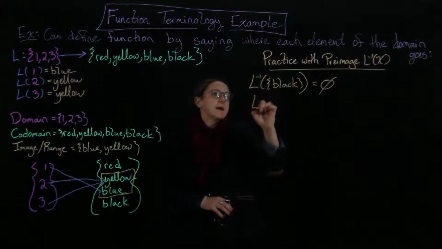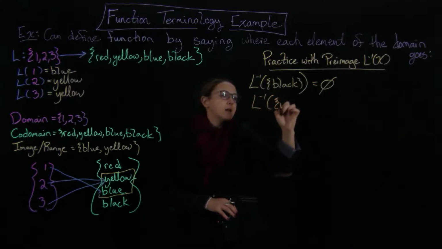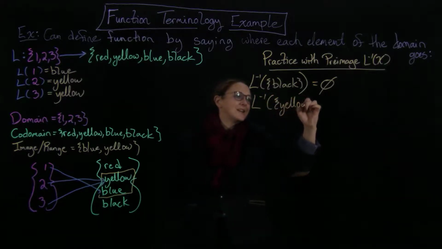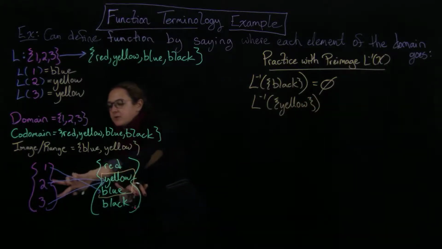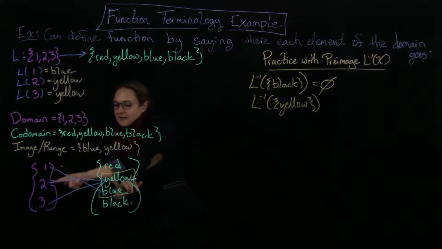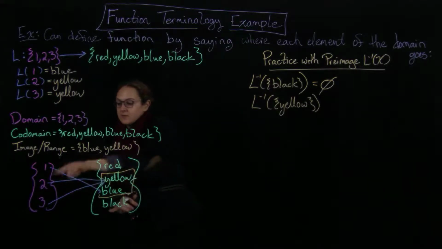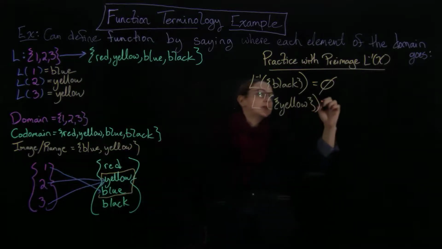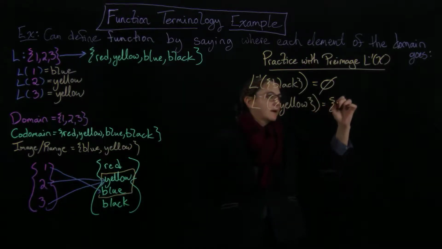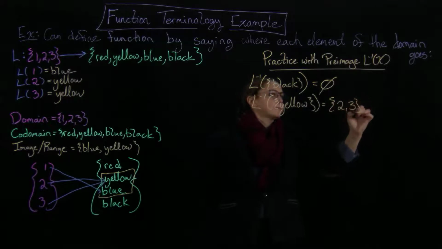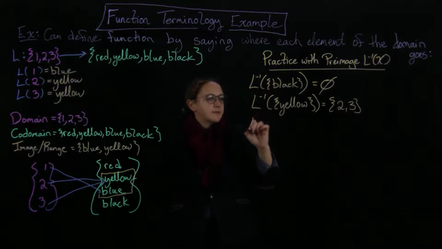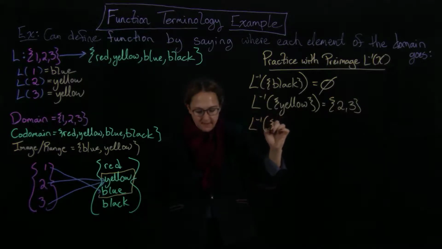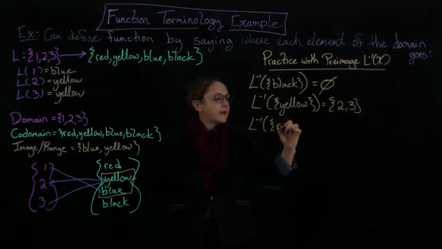So let's do L inverse of the set containing just the element yellow. Looking at this, if I have yellow, I can go back, and there are two things that go to yellow. I know that L of 2 equals yellow and L of 3 equals yellow. So both 2 and 3 are in the pre-image. So this equals the set 2, 3. Okay. And then let's try some more. So if I have L inverse of the set red and yellow.